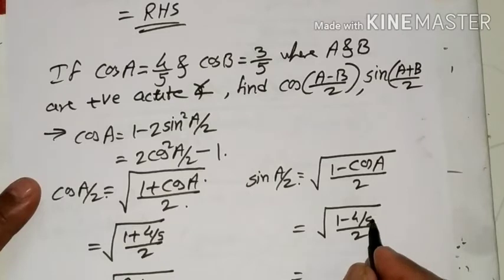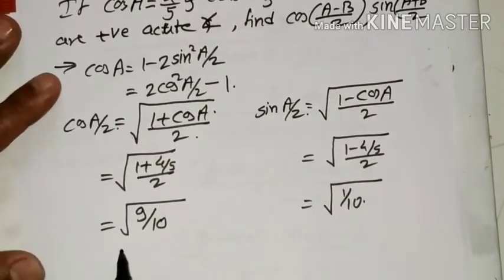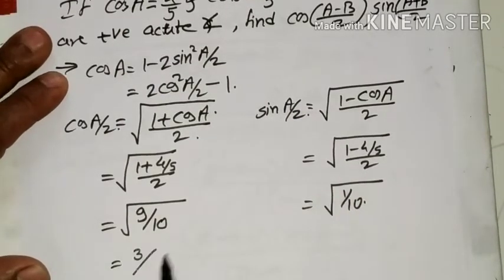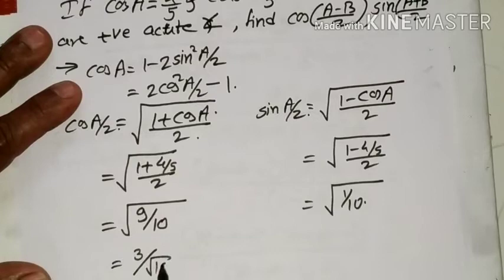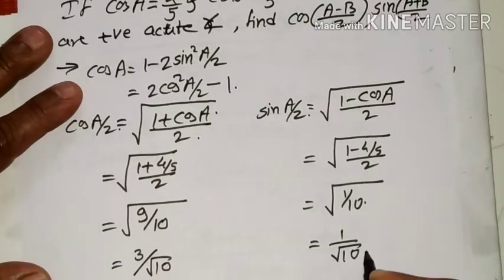LCM is 5. 5 minus 4, root 1 divided by 10 is equal to 3 divided by root 10. 1 divided by root 10.